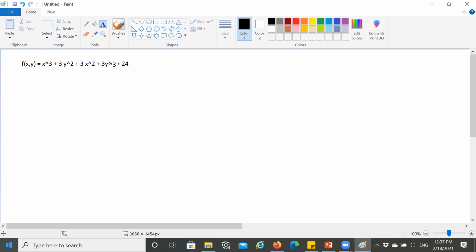0, 0 is the minimum point. Okay, let me see my solution, 1 minute. 0, 0 is, what is the nature of the Hessian matrix? 6006. I'm saying whether it is positive definite or positive semi-definite. Positive definite. Okay.